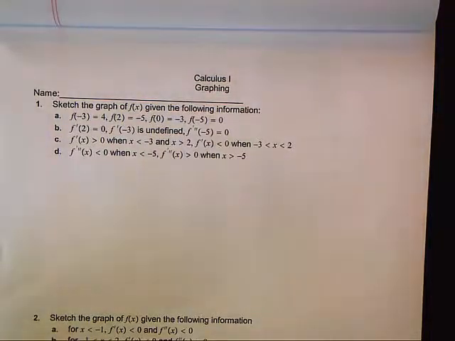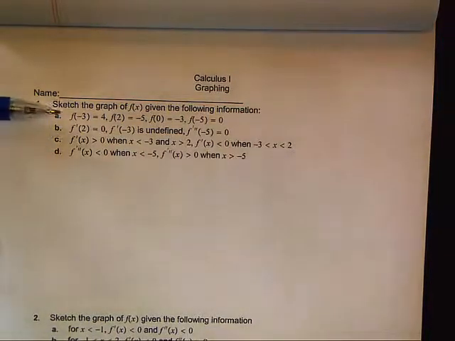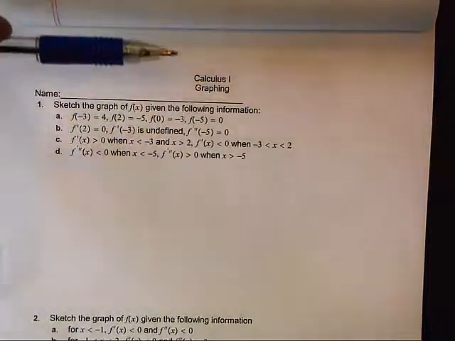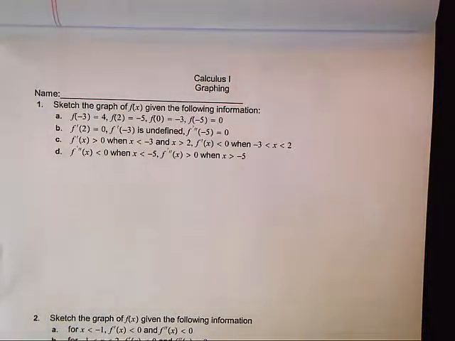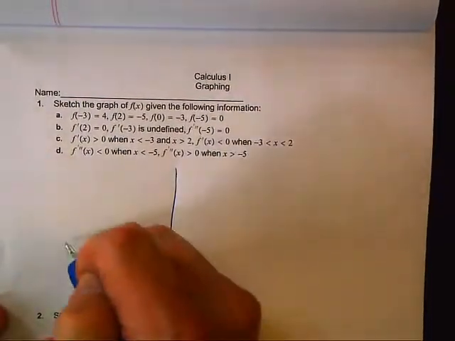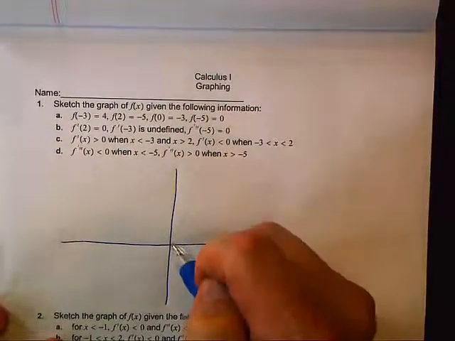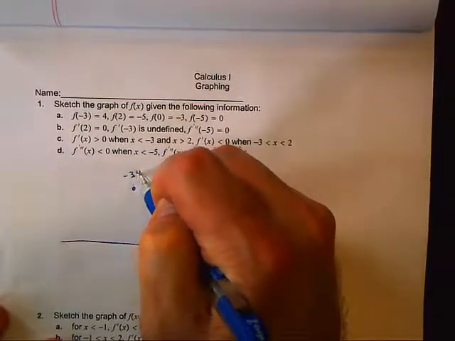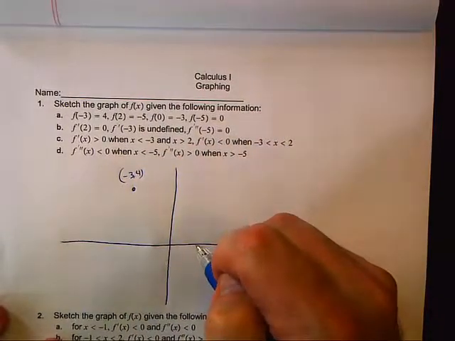All right, so what's happening in part A for number 1? f(-3) equals 4, f(2) equals -5, f(0) equals -3, f(-5) equals 0. What's that? I'm giving you a bunch of points on the graph. All right, so we can draw those points right in. So I've got (-3, 4). (2, -5).